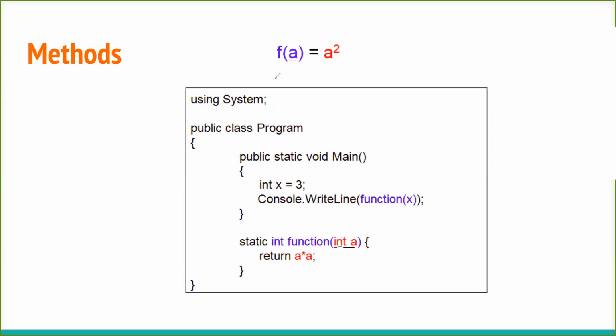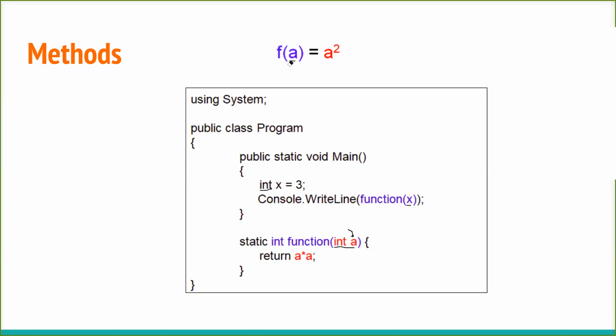So when we call function, it expects us to give it an integer. So we do give it an integer, right? We give it x, and we can see that x is an integer. On this first line, we said int x equals 3. So the function expects us to give it an integer, and inside the function, that integer will be called a.